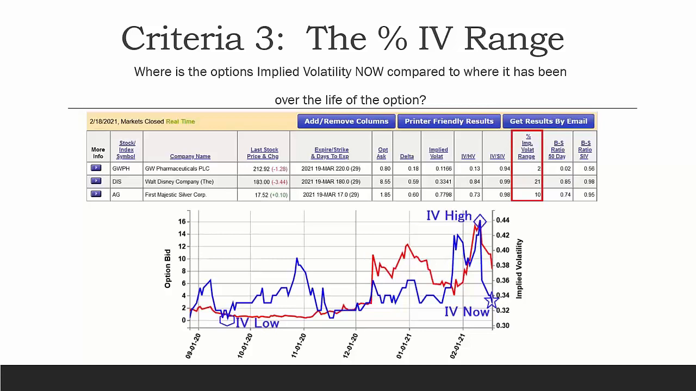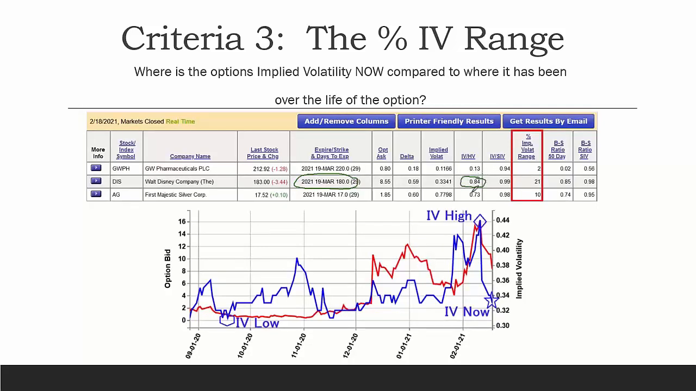This is where the option's implied volatility is right now, compared to where it has been over the life of the option since this exact option was released on the market for trading. Okay, so we see here, this is the Disney call. Yeah, it's the Disney call we're showing at the bottom. So here in our results, we had the Disney 180 call that matched all of the criteria.